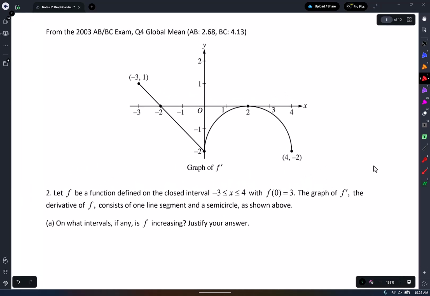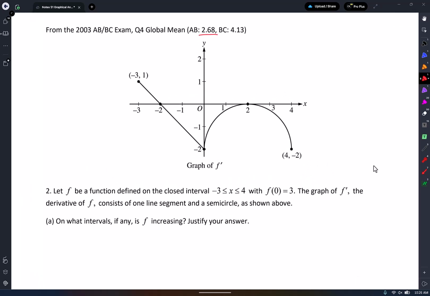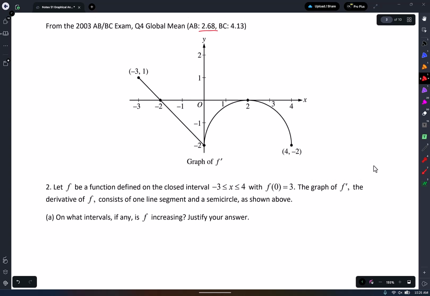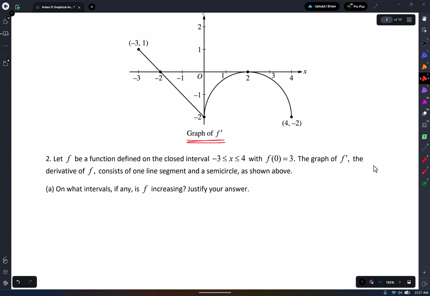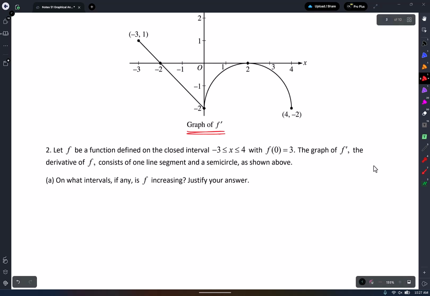From the 2003 exam, the AB subscore was 2.68, so this was kind of tough. Let's see what made this one tough. Let f be a function defined on the closed interval, negative 3 to 4, where f of 0 equals 3. The graph of f prime, so this time I have f prime. The derivative of f consists of one line segment and a semicircle shown above. On what intervals, if any, is f increasing? Justify your answer.